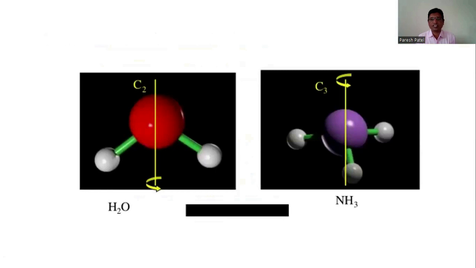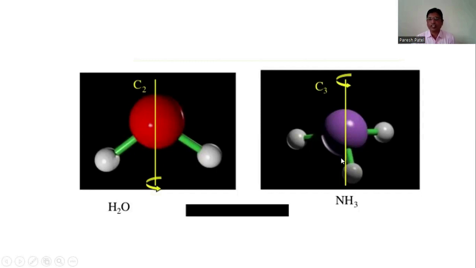Now, these are the imaginary axes in the case of the water molecule and the ammonia molecule. In the water molecule, this is oxygen and these two are the hydrogens. This one is the imaginary axis, and with the help of this axis, if we rotate the molecule around 180 degrees to get the equivalent orientation position, it means n is equal to 360 by 180, so n is equal to 2.